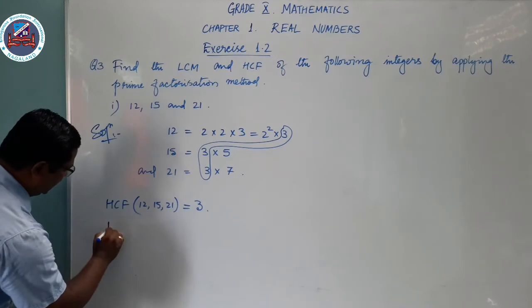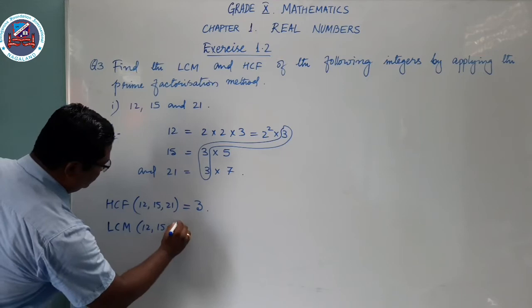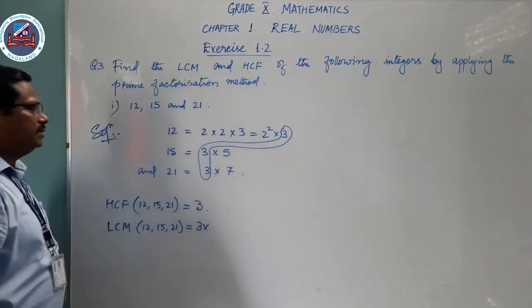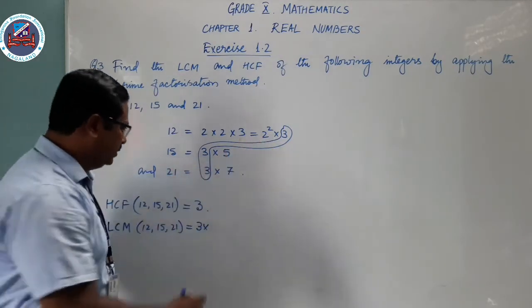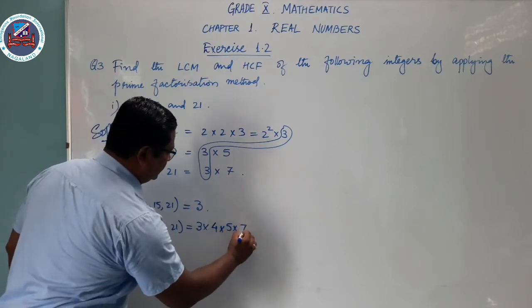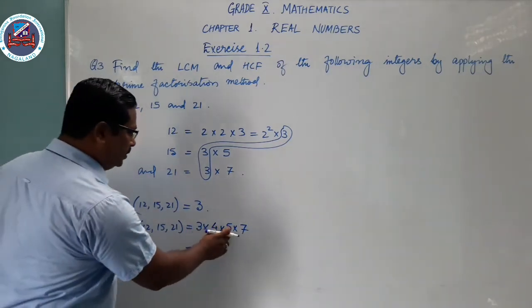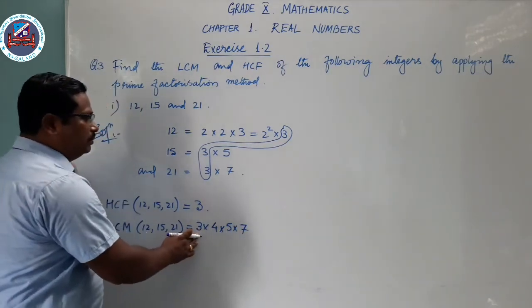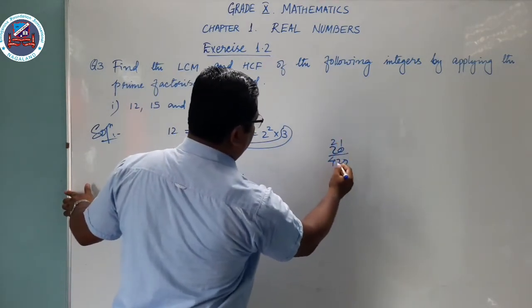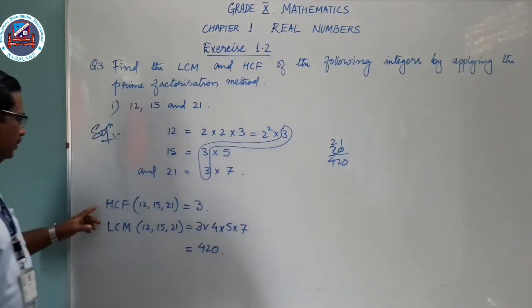After that, LCM. LCM of these three numbers 12, 15, 21. You can write down first of all the HCF, take it 3, and the numbers which you did not take earlier. This is 2 squared, it is 4, and then 5, and then 7. If you multiply them, you get the LCM. 4 fives are 20, 7 threes are 21. 20 into 21 is 420. It will be 420. That will give you your LCM.